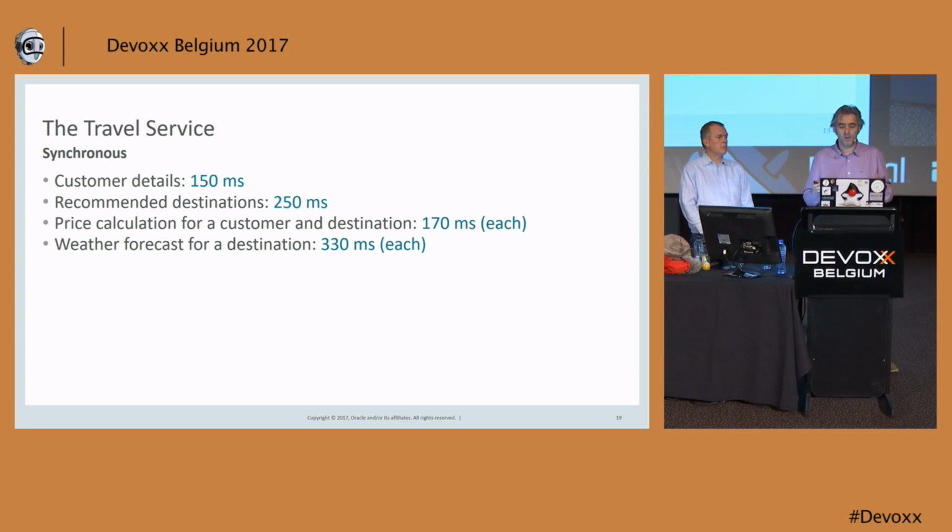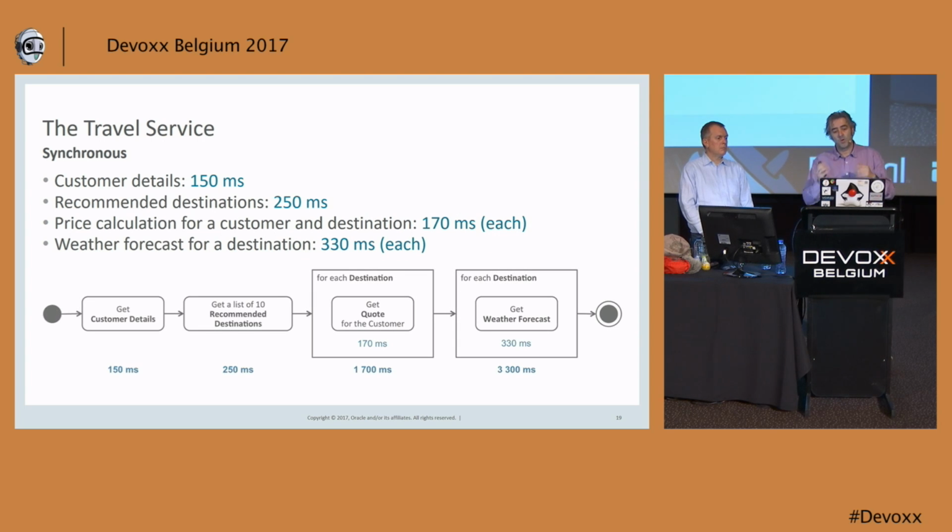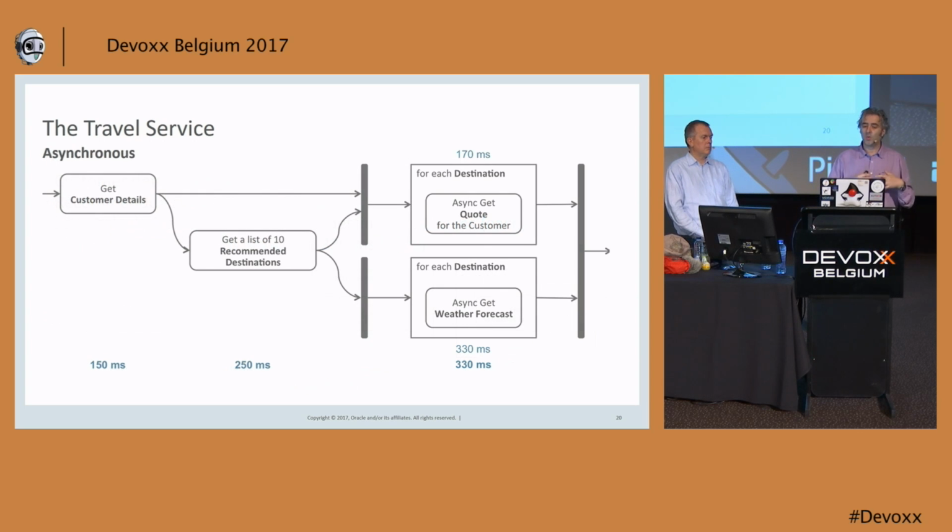If we just put some weight on the request, we'll see that in this example, we want to suggest 10 destinations. So we first hit the customer services, then we hit the recommendation services, and then we have to hit 10 times the destination services. So for all the destinations, we have to hit the quoting services, and also 10 times the forecast services, because we want to have those information. So obviously, the total time to get all the results would be just too long. So we want to go in an async fashion for that.